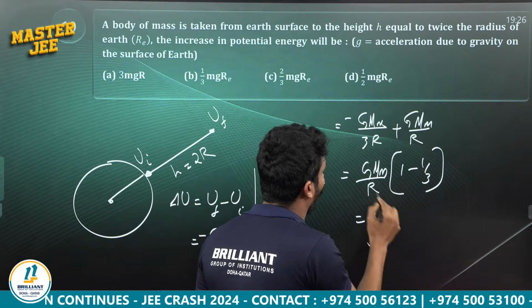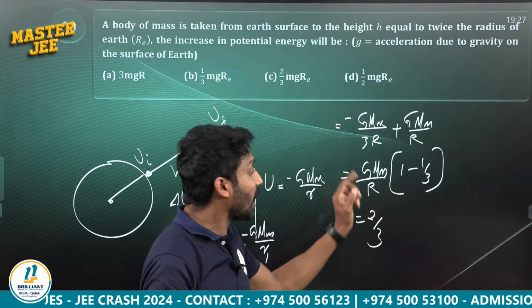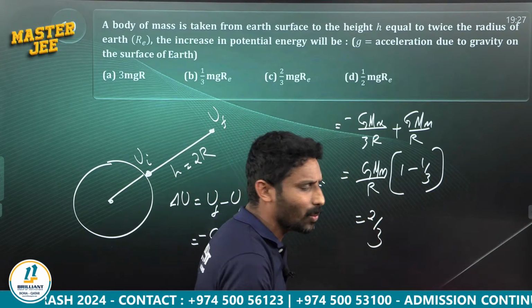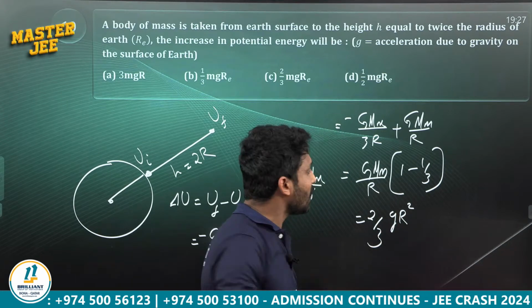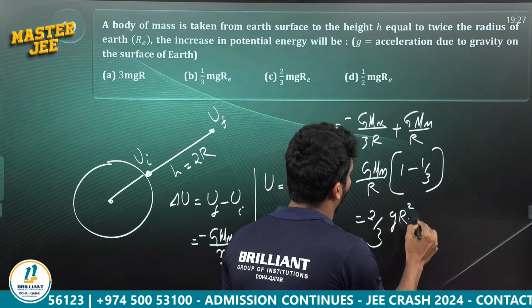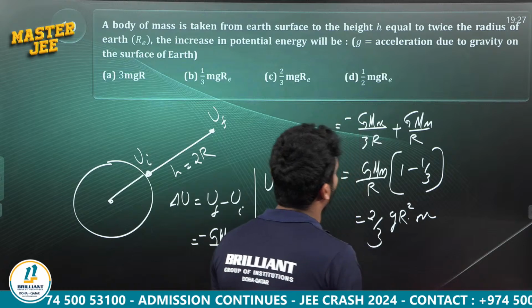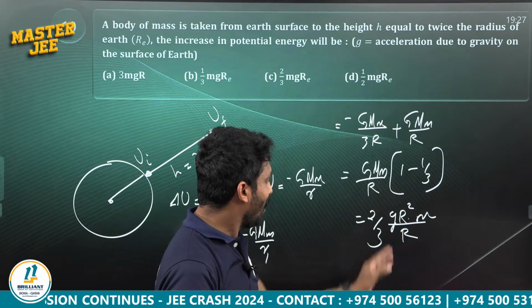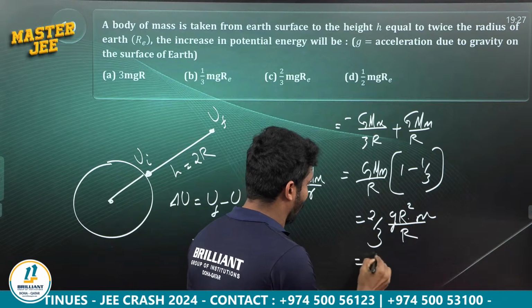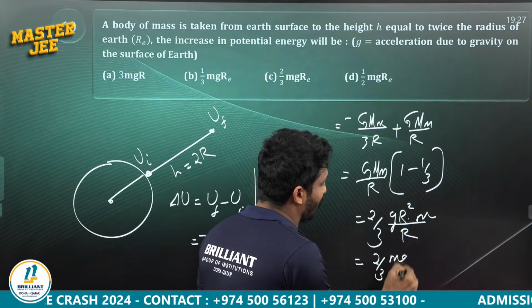So 2 by 3 of GMm by R, and what about GM? G into capital M is gR square. G into capital M is gR square, so gR square into m is here, divided by R. One R is cancelled, and the answer is 2 by 3 mgR.